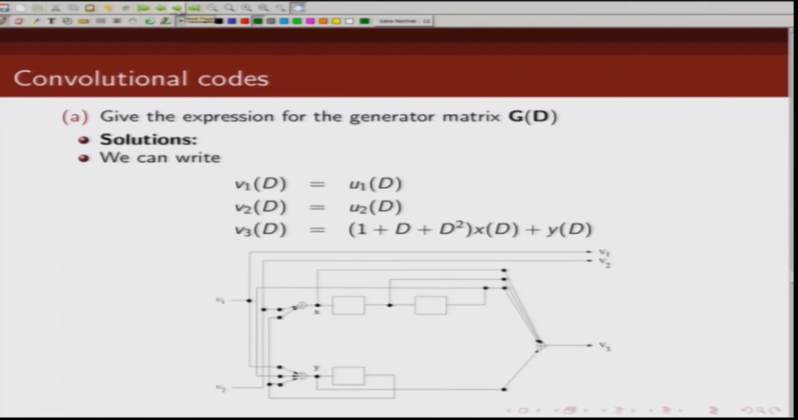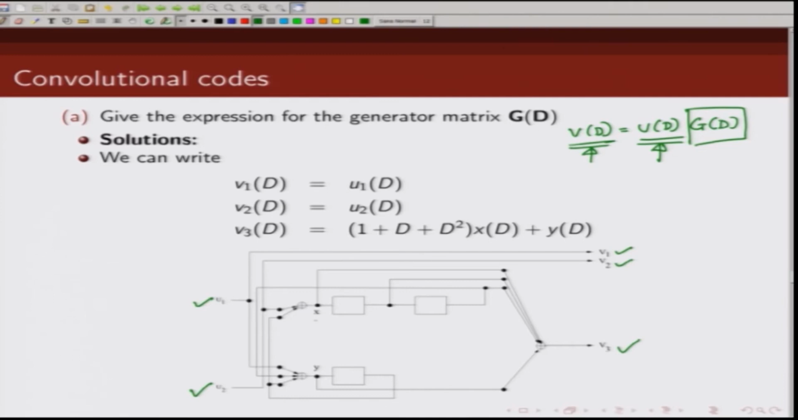So, how do we find the generator matrix? We know this is a relation between the input and the output. How these inputs are getting mapped to the output is governed by this generator matrix. So, what we are going to do is write the output V(D) in terms of input U(D), and then that would give us our generator matrix. So, our objective is to write V1, V2, V3 in terms of U1 and U2.